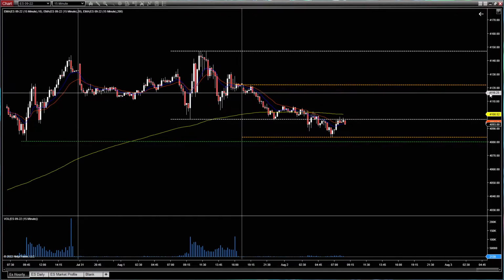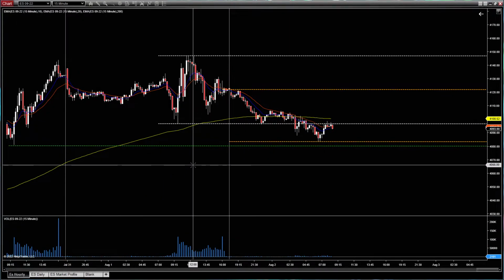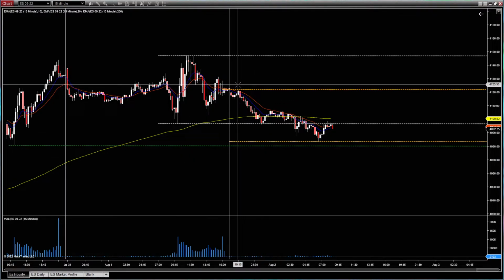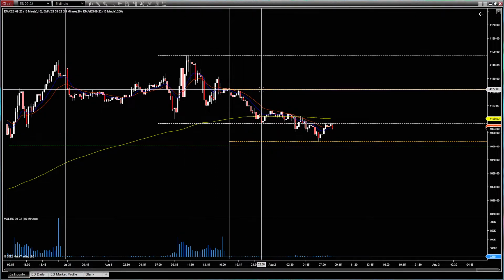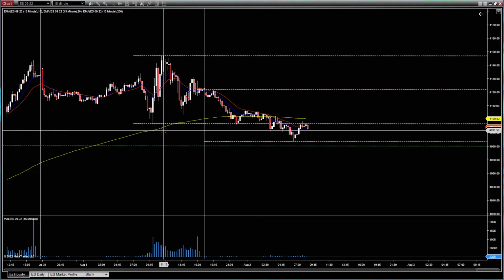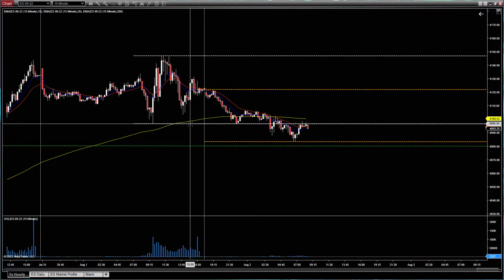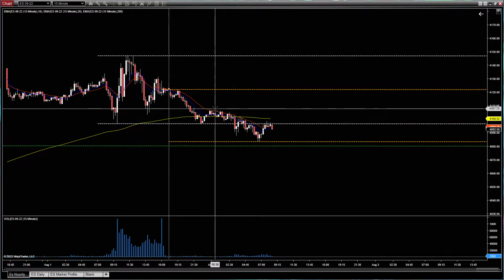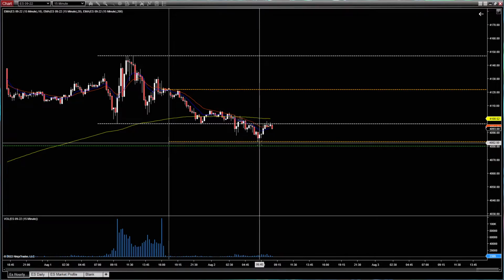For anyone who's new to the channel, every time we drop down to the hourly and I'm talking about looking at the levels, there are 4 levels that I will always have on my charts. These 2 white lines and these 2 orange lines. The 2 white ones will always represent the previous day high and low. So obviously the high is up here, the low is down here. And then my orange lines represent the overnight levels. So we have the overnight high up here, the overnight low down here.